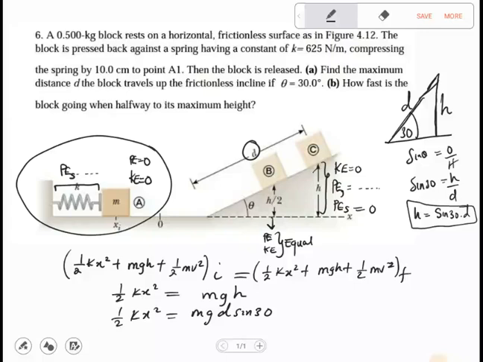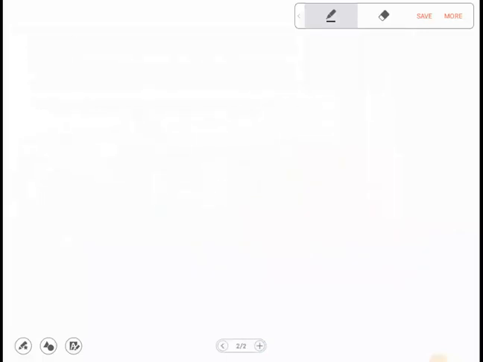So say, let me take it the other side. We have half kx squared equal to mg, then d, then sine 30 degrees. Okay, so from here, we are looking for d, by the way. We're looking for d, the one which is here.